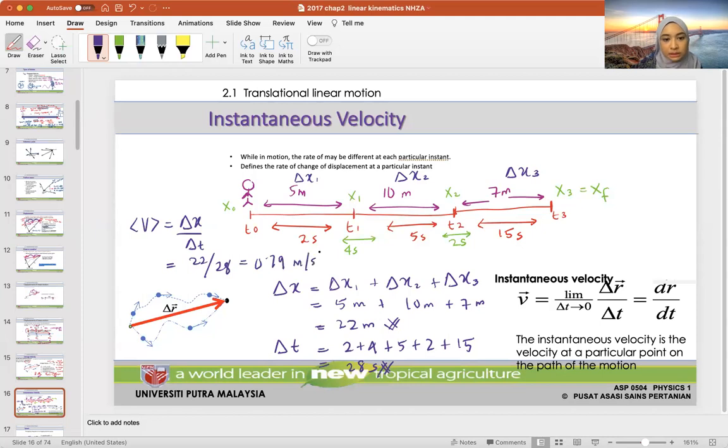Ini adalah kelajuan Fatihah untuk capai dari x0 to x3. Ini adalah average velocity Fatihah. Tapi kita tahu yang Fatihah sebenarnya ada je dia stop, ada je dia laju, ada je dia stop, ada je dia perlahan kan. Sekejap, I want to get rid of this. So 0.79 meter per second.